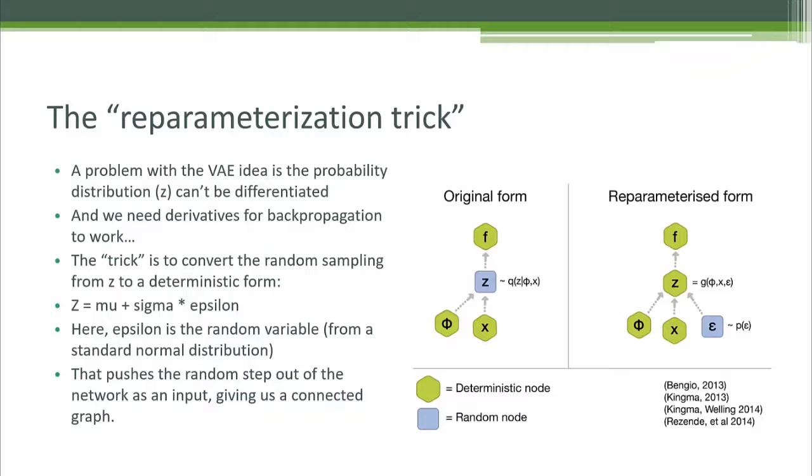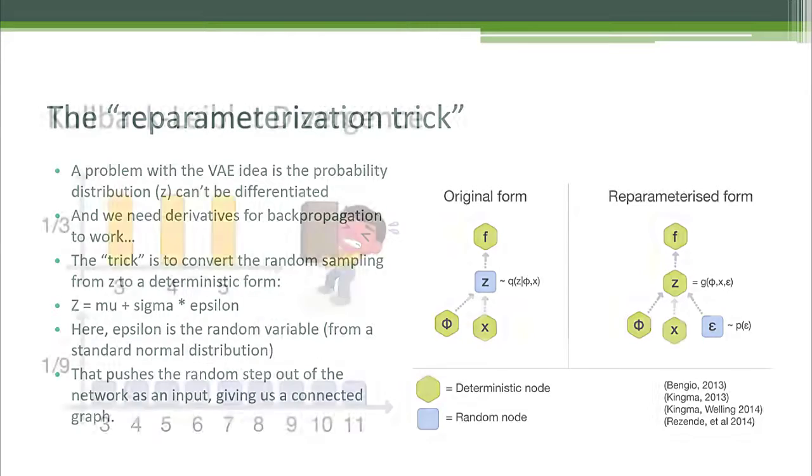So epsilon is the random variable from the standard normal distribution here. And by pushing that out into its own term, that pushes the random step out of the network as an input. And then we can have a connected graph again that we can actually differentiate and do training on and backpropagation. So I'm not going to get into the math of that too much. I just want you to know what that is.